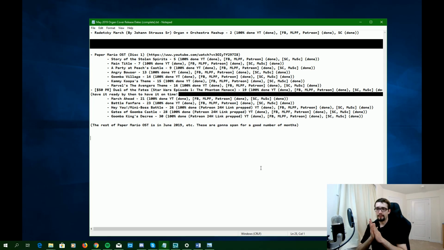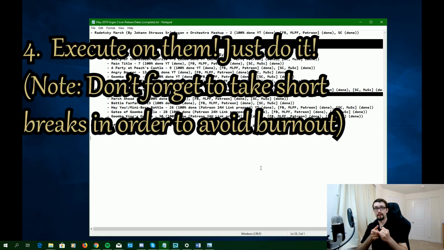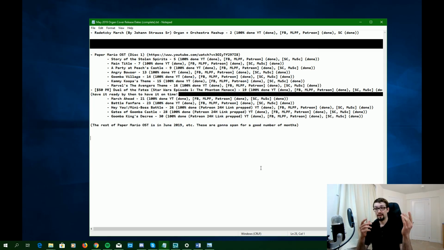On the notepad example here, the fourth and final step is to just execute on those ideas and do it. And I already told you guys in the third step with the percentages, well, you can predetermine what they are, or you can figure out what percentages those are on the fly, as I have been figuring out what percentages those are with the percentage of progress of those content ideas being made.